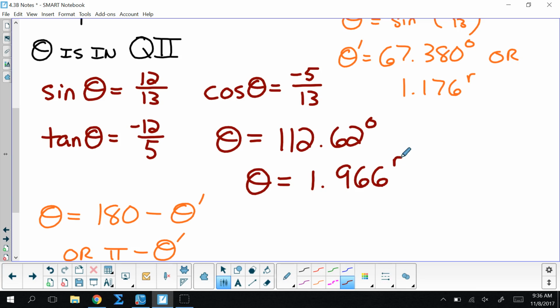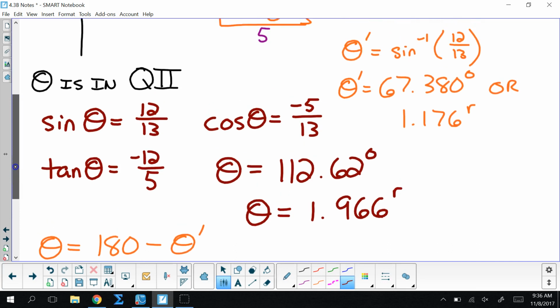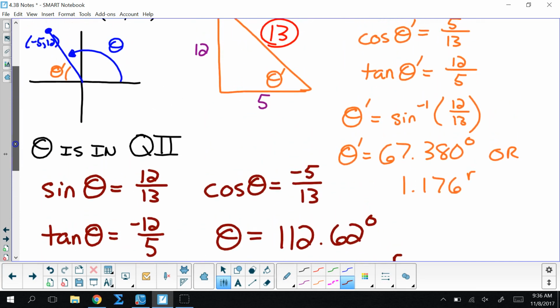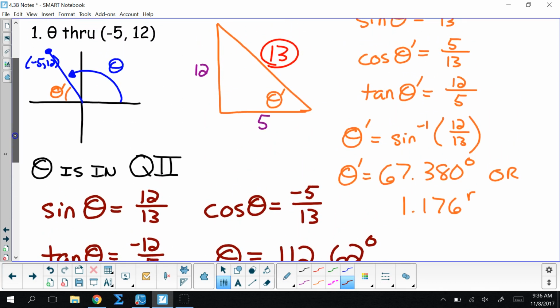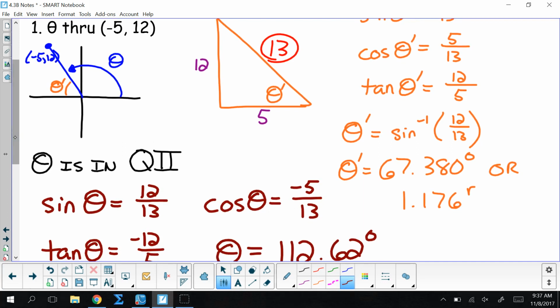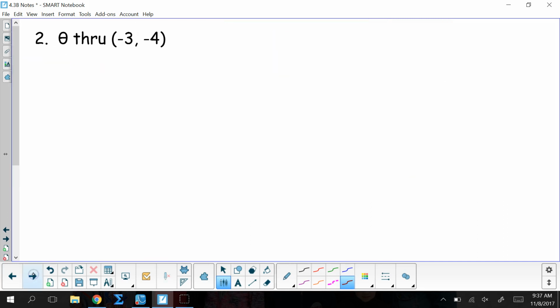Okay. Does anybody see a pattern yet? Probably not, because it's the first one that we've done. Okay, so let's try another one.